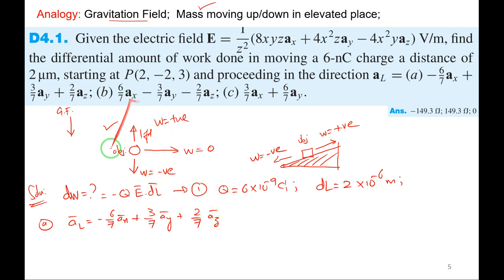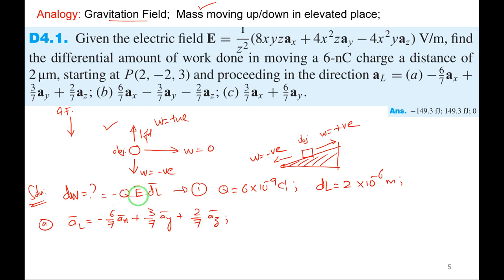Part B, AL is given, just observe part B also. Here it is minus 6 by 7, in part B it is plus 6 by 7 AX. Here it is plus, here it is minus; signs are all opposite. Means if I solve part A, whatever the differential, it will be exactly opposite, the unit vector is in the opposite direction. So if I solve part A, it is as good as solving part B. So we'll concentrate on part A.